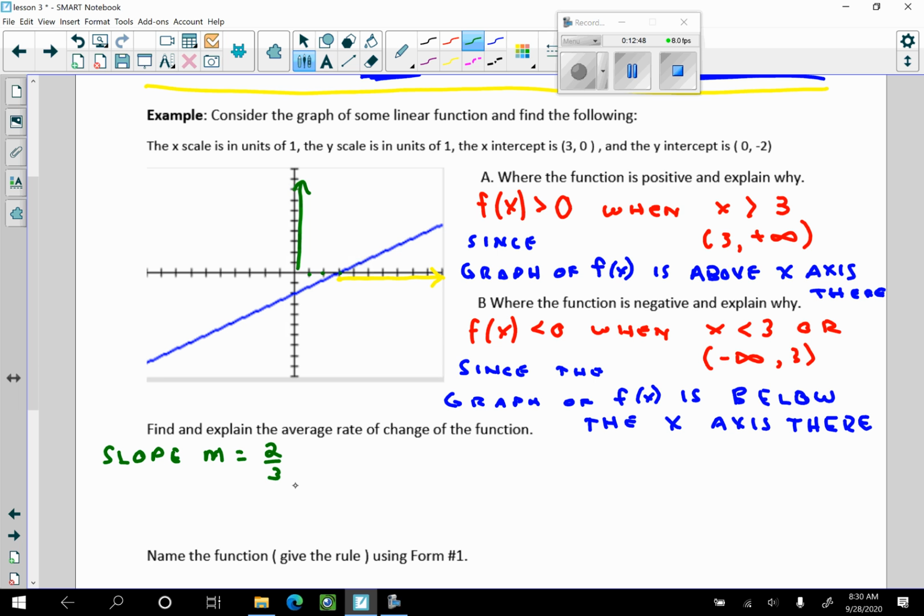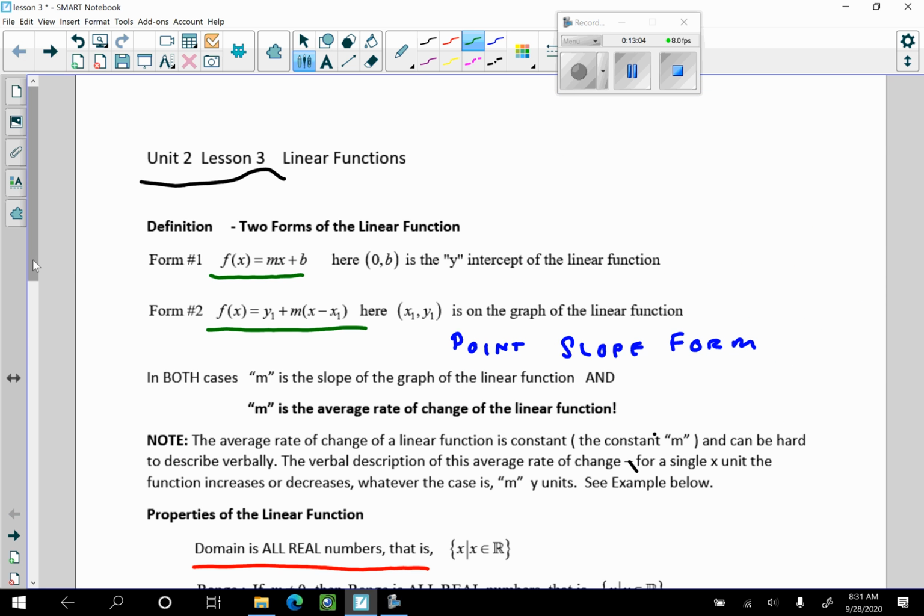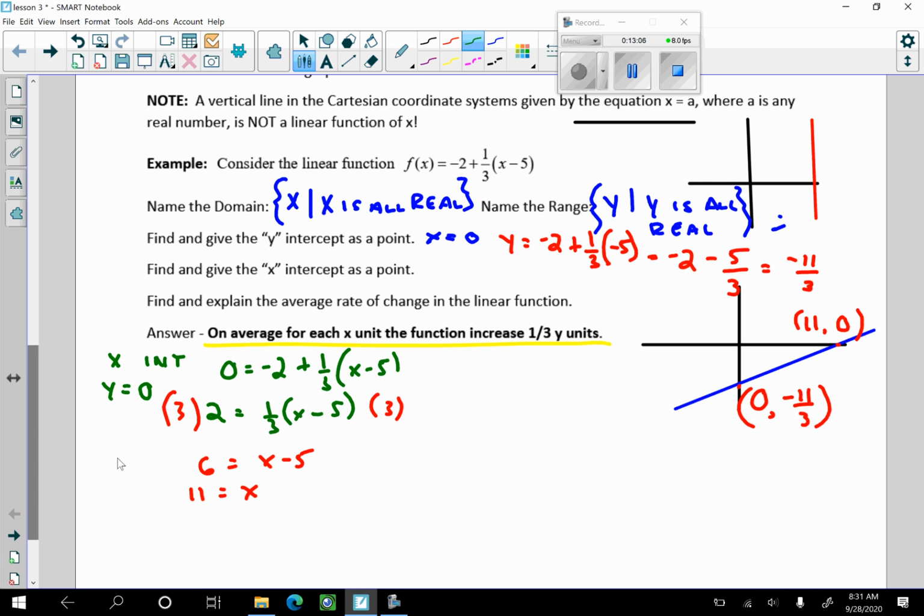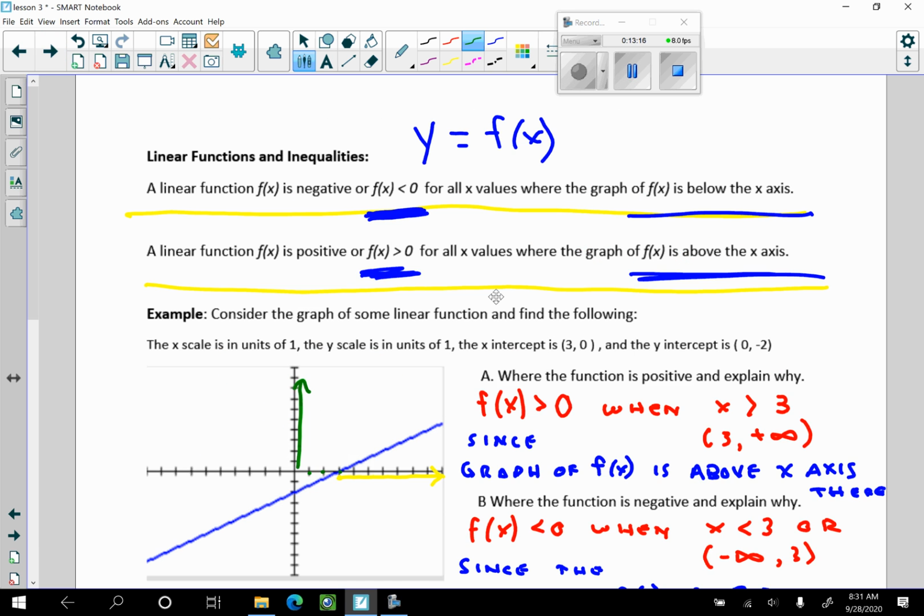And we want to make sure we write the verbal explanation of the average rate of change. So I'm going to go back to this next page and copy it down. I'll make it really easy. I'm going to use this format. How do I explain the average rate of change? On average, for each x unit, the function increases blank y units.